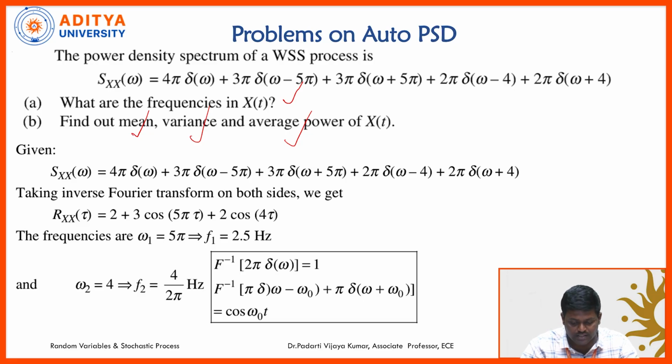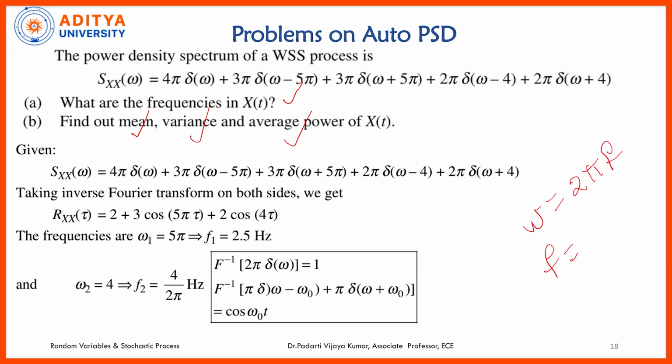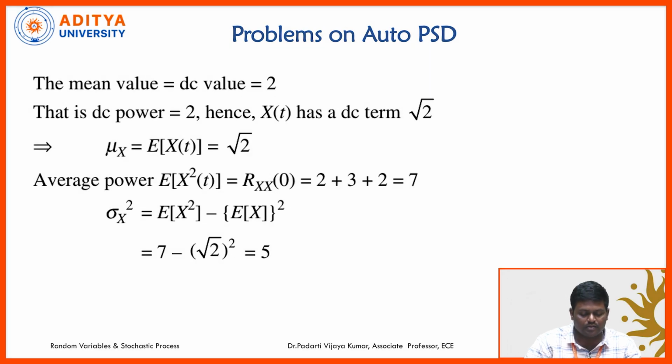One frequency is omega equal to 4. We know that omega is equal to 2 pi f, so the frequency will be omega by 2 pi. Here omega equal to 4, so 4 by 2 pi, that is 2 by pi. Two frequencies are there, and one frequency is 0. So, the two frequencies are computed.